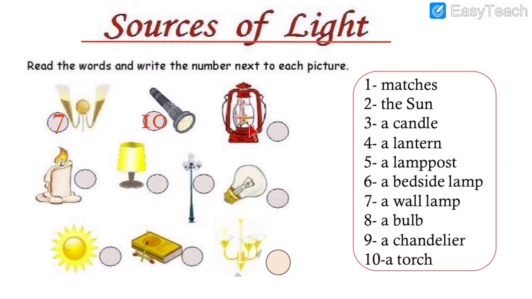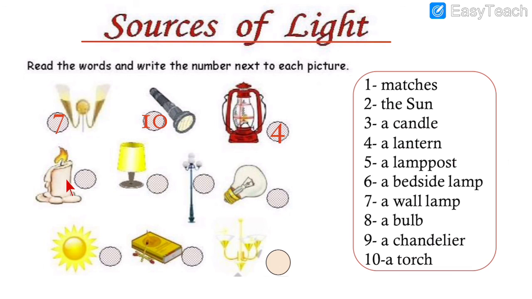Which image is this? It is a lantern. Where is it written? Number 4. Lantern is at number 4. So number 4 we will put over here, a lantern. See, these are all sources of light. They give us light. As we are learning the chapter light and shadow, we should know from where we get light.